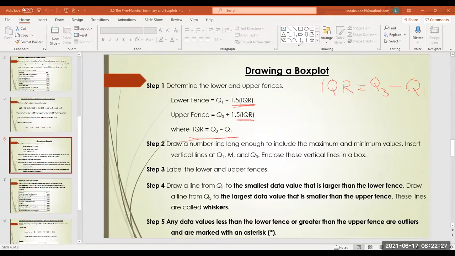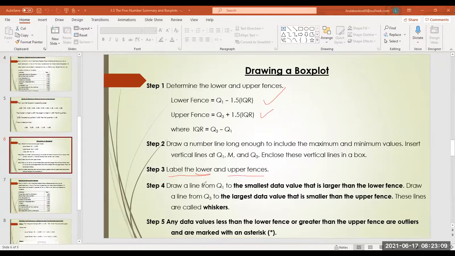After we have been able to get these fences, we are going to draw a line long enough to include the maximum. So this is the first step in drawing a box plot. Get your lower and upper fences, then draw a line long enough to include the maximum and minimum values. Then we insert vertical lines at Q1, then at Q2, then at Q3. We enclose those vertical lines in a box. Then we will label the lower and upper fences. Whatever value we got here, we label it, and whatever value we got here, we label it.